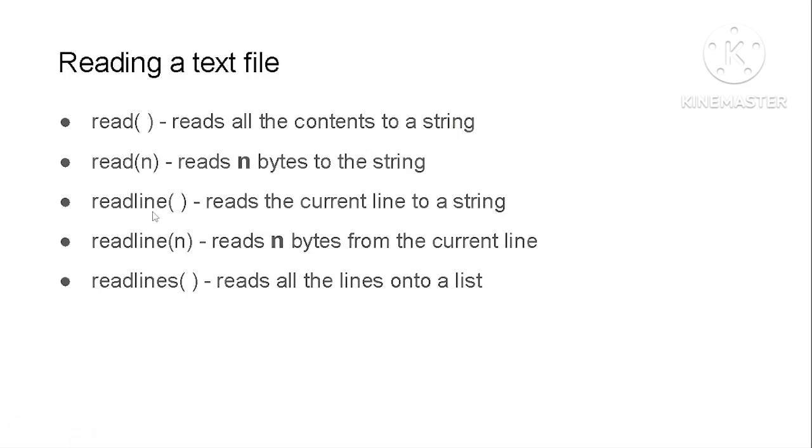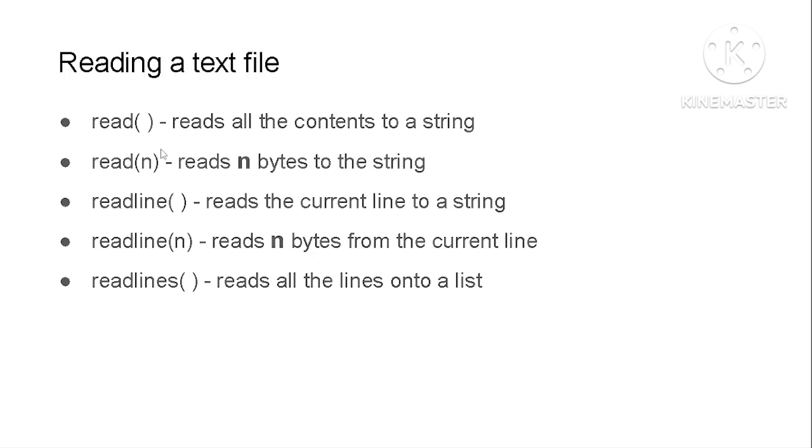Read and readline will read the content in the form of a string. The return data type of read and readline is a string; readlines will give it to you in the form of a list. It is the same as write and writelines. Here you have three different methods: read, readline and readlines. Now, if you simply give read, it will read the entire content of the file.